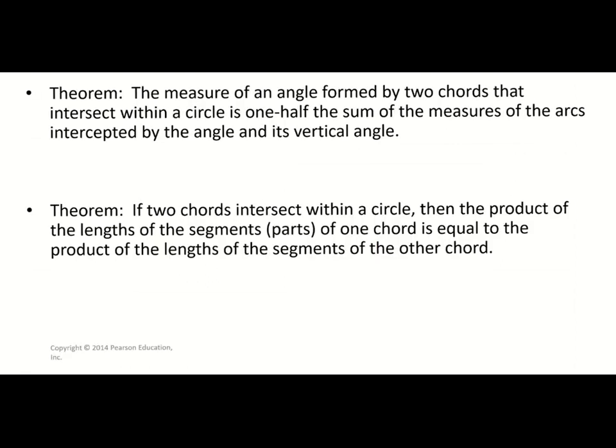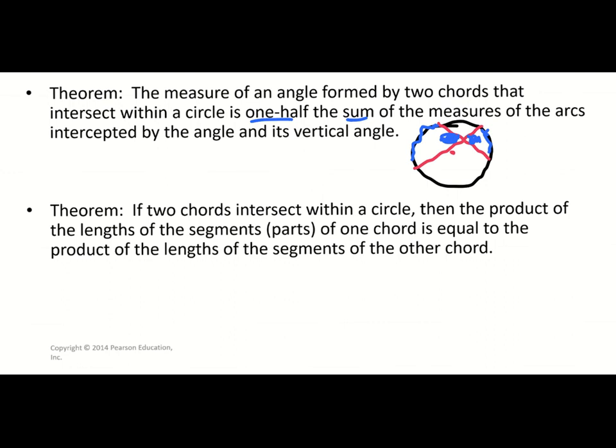All right, we have two more theorems to look at here. The first one says the measure of an angle formed by two chords that intersect within a circle is 1/2 the sum of the measures of the arcs intercepted by the angle and its vertical angle. So think, if you have an angle that is formed on the inside of a circle by two chords that meet. Here's the center of the circle. Here's my first chord. Here's my other one. They don't go through the center. But if I wanted to find the measure of either this angle here or this one because it's vertical, it's 1/2 the sum of the intercepted arcs. So I'm going to take these two arcs, add them together, and then divide by 2 to find the measure of this angle right in here.